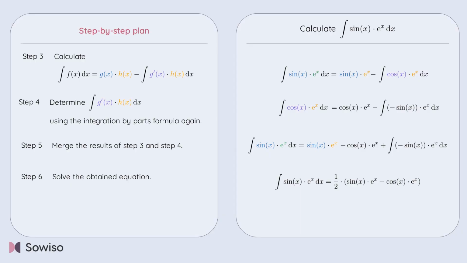1 over 2 times the sine of x times e to the power of x minus the cosine of x times e to the power of x.